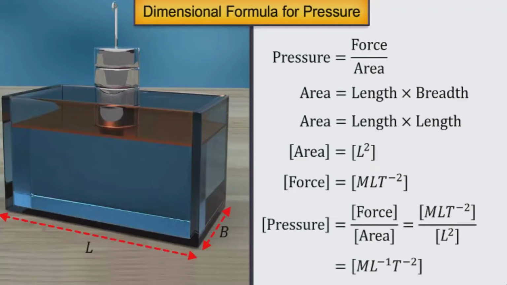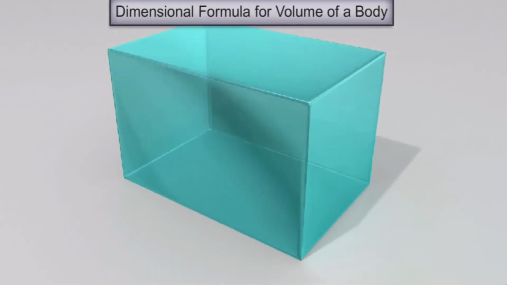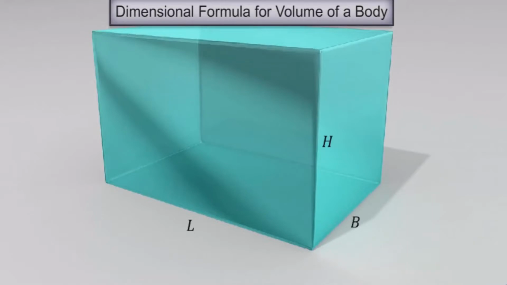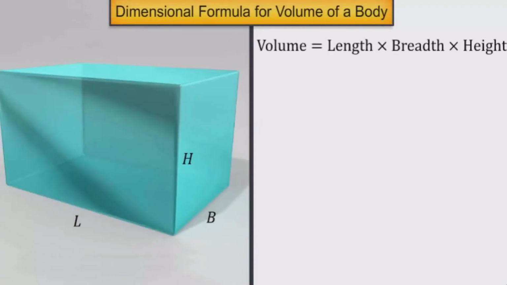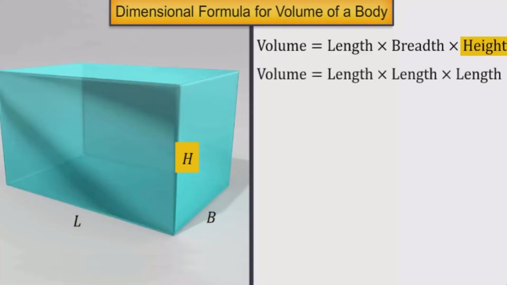Following the same methodology, we find the dimensional formula for the volume of a body. Volume is the product of length, breadth, and height. Height also represents the base quantity, length. Thus, the dimensional formula of volume is L^3.